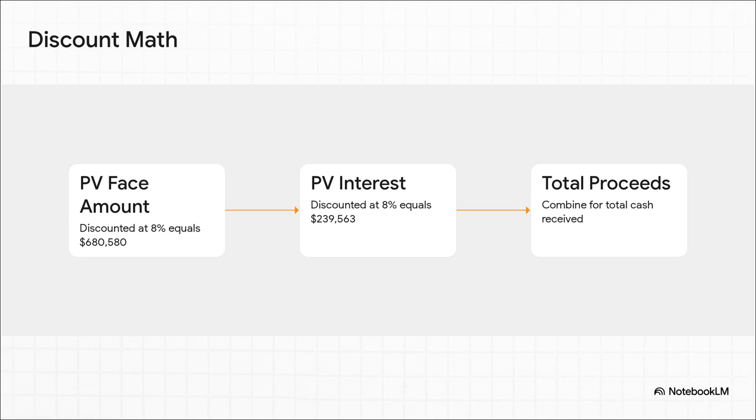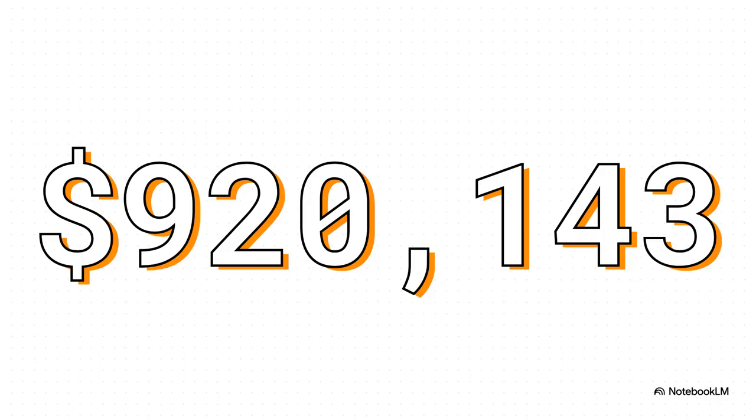Just combine those two present value numbers to see your total cash proceeds on issuance day. And there we have it, $920,143.